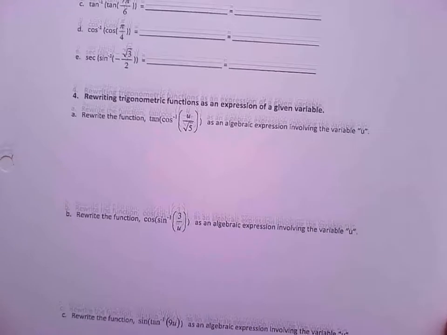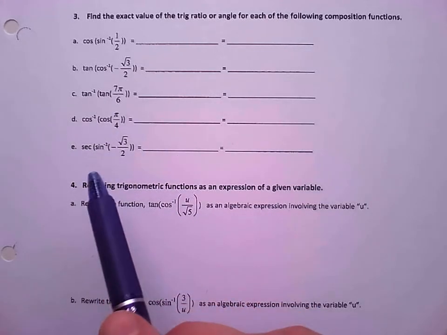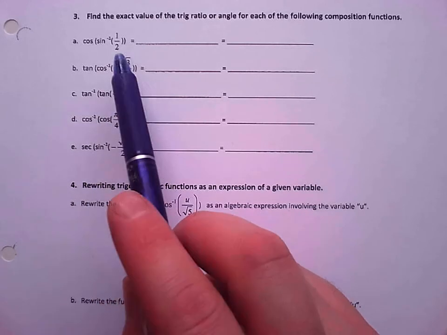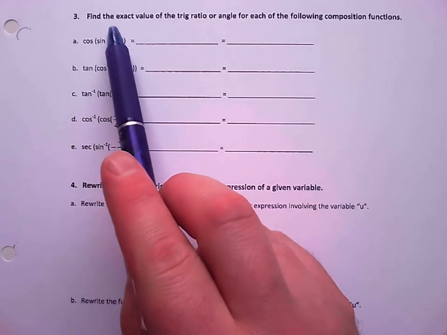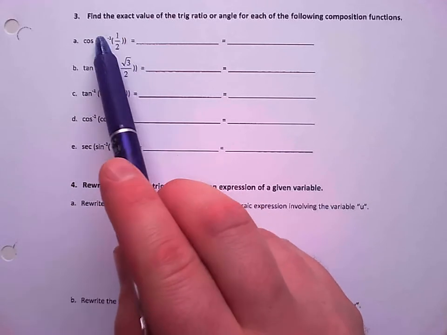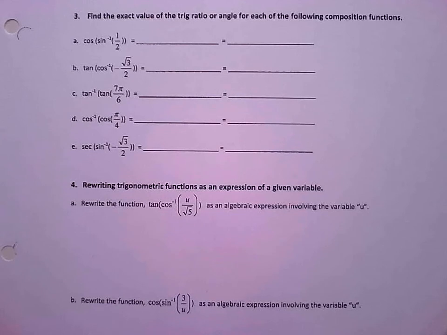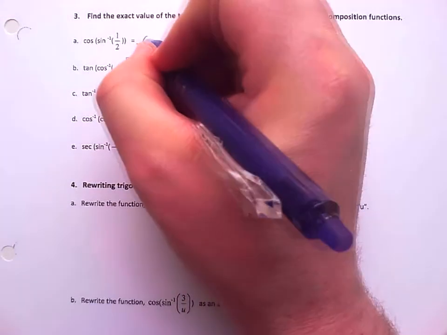Alright, if we move on now to the next page of the notes into section 3. Here it says find the exact value of the trigonometric ratio or angle for each of the following composition functions. So we're going to go through the exact same technique that we did before. Here we're going to first figure out what the arc sine of 1/2 is. And after we figure that out, we're going to plug that into the cosine.